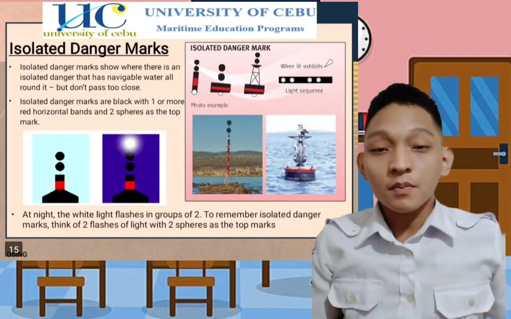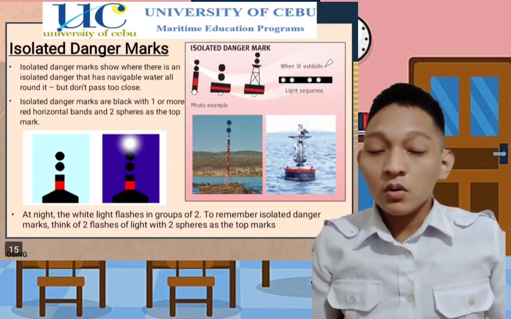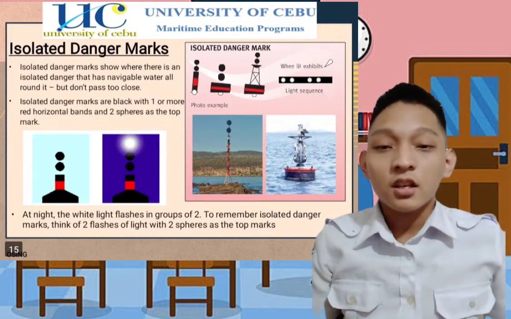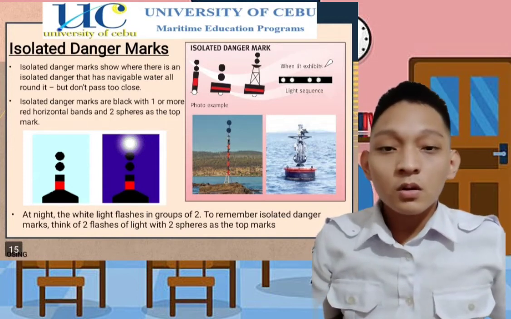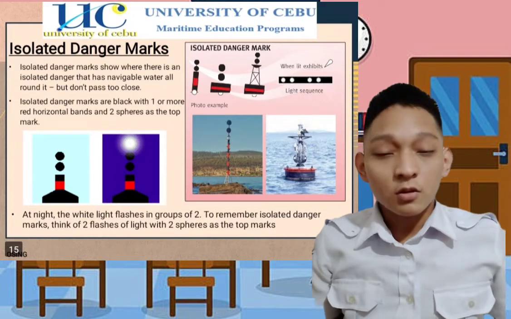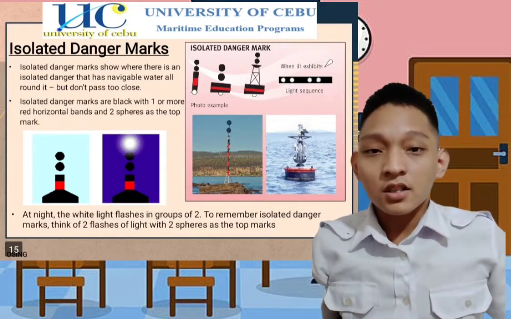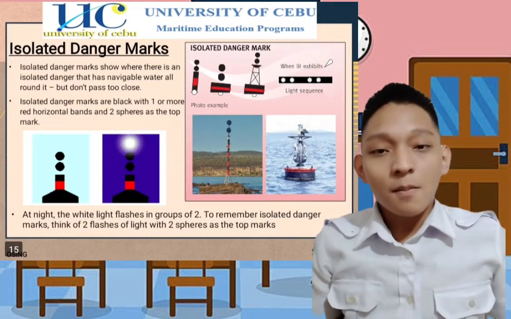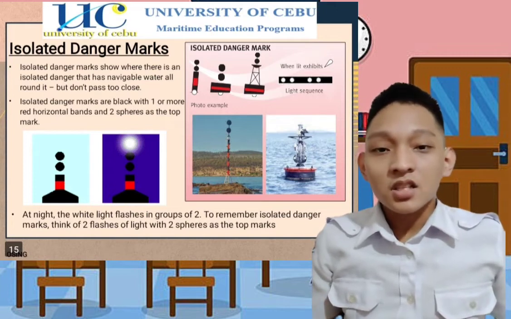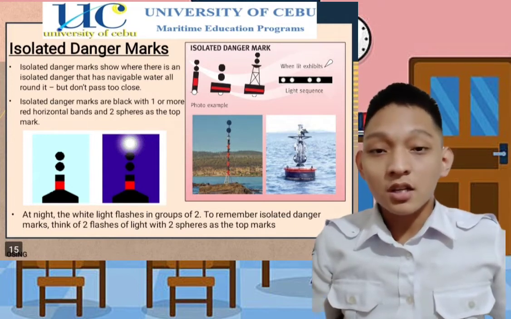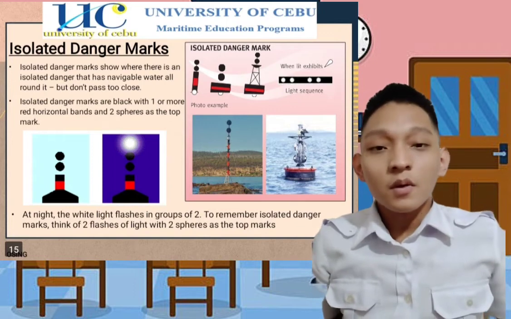The next one would be the isolated danger marks. As we all know, this shows where there is an isolated danger that has navigable water all around it, for example an isolated shoal or rock or even a wreck. But this doesn't mean it's safe to go too close. Isolated danger marks are black with one or more red horizontal bands and two spheres as the top mark. At night, the white light flashes in groups of two. To easily remember it, think of two flashes of light with two spheres as the top mark.